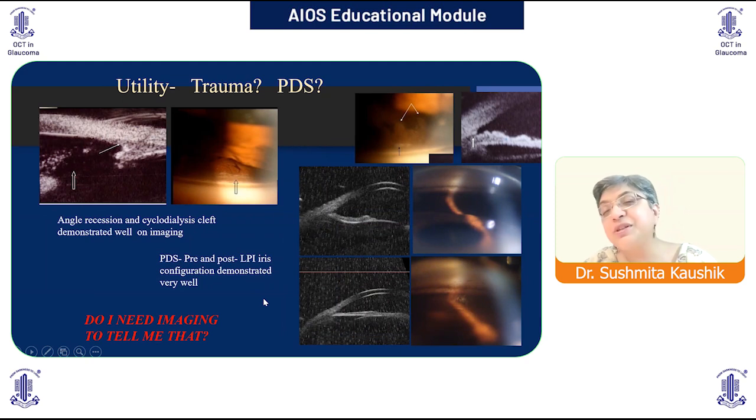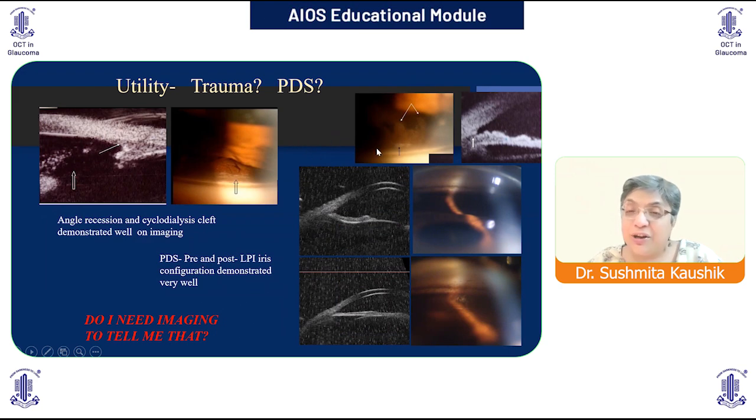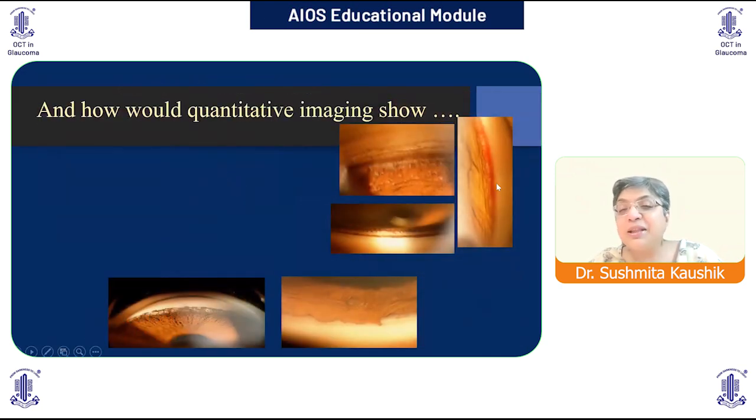But then do I need imaging to tell me that? The gonioscopy on the side is telling me exactly the same thing that the imaging is telling me. So I don't really need it for that. And how would quantitative imaging show me these things?